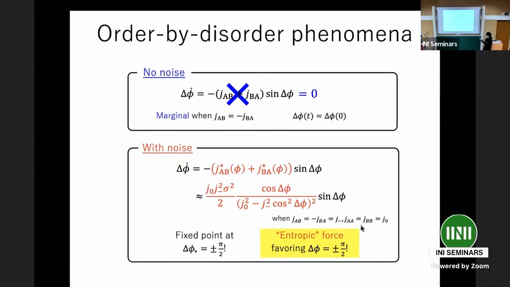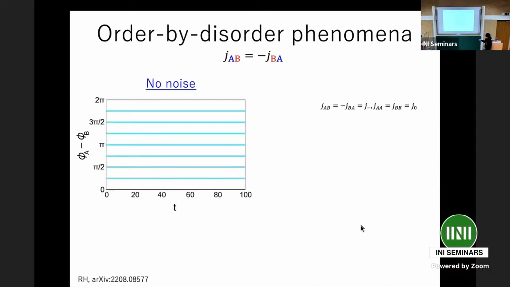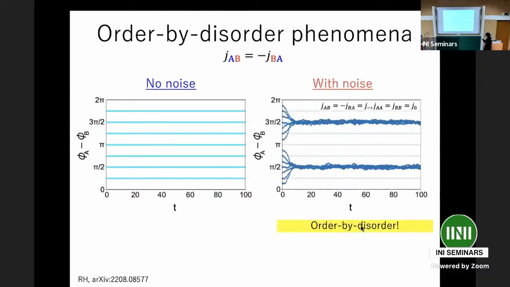Therefore, the entropic force, or the noise-driven force, is going to favor this delta phi plus or minus pi over two. This is a demonstration of this. So in the no-noise case, this is a function of t and delta phi, and of course, in a no-noise case, delta phi is a constant of motion. But if I have noise, as you can see, this system will select this plus or minus pi over two. And actually, this corresponds to the chiral phase.